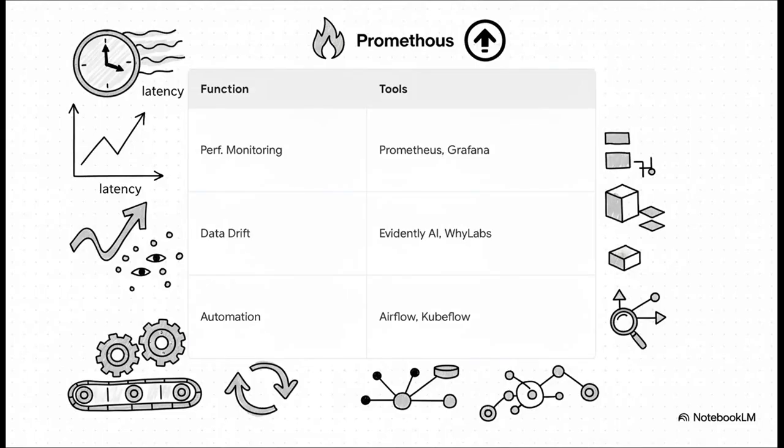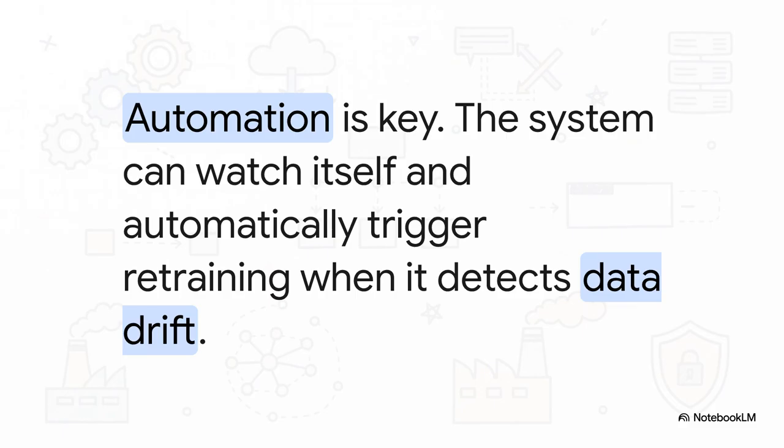This layer does two really critical jobs. First, monitoring. And I don't just mean, is the server on fire? I'm talking about the model's health. We're using tools to watch for things like data drift. That's when the real world starts looking different from the training data, which can silently kill your model's accuracy. And the second job? Automation. This is the glue. Using tools like Airflow or Kubeflow, we connect all the other layers into a single automated pipeline. And this right here, this is the absolute magic of real MLOps.